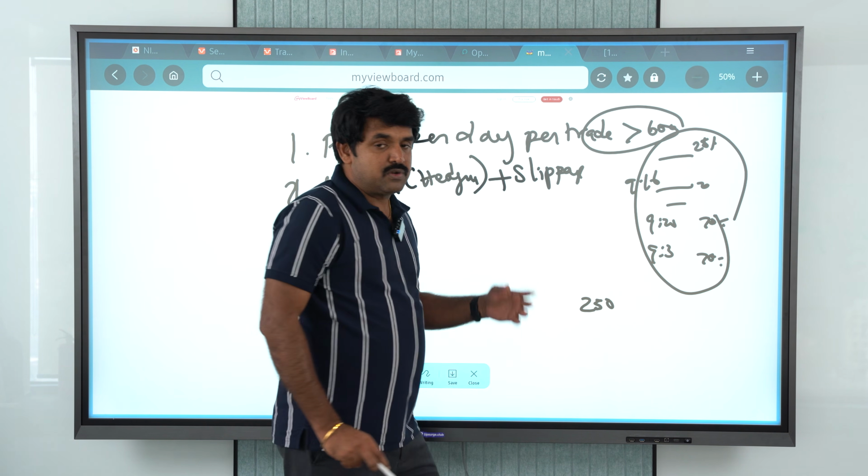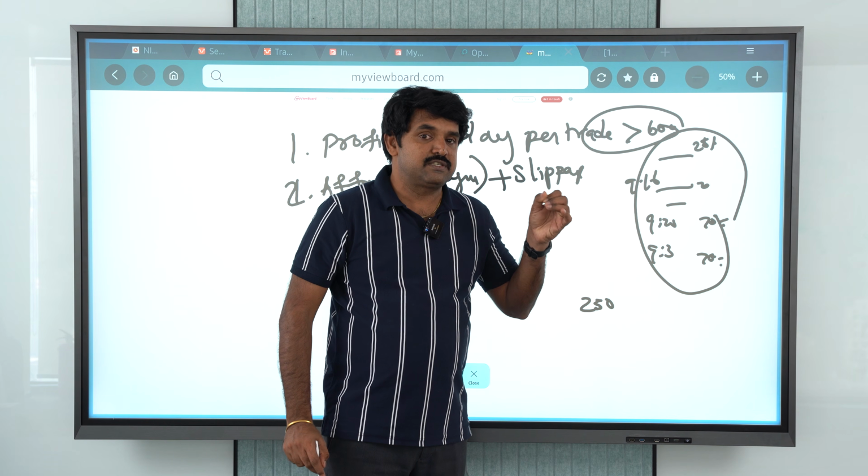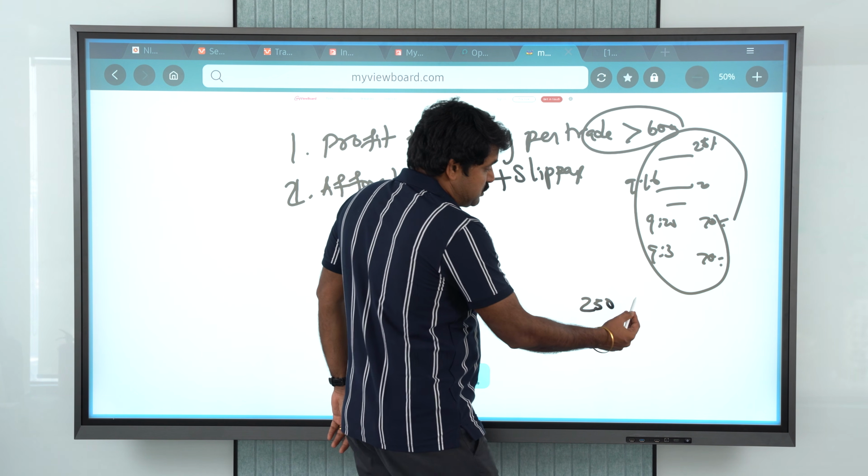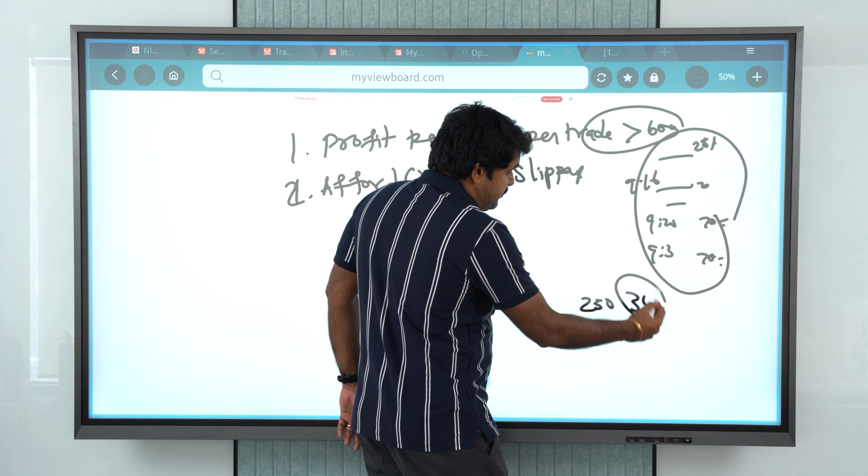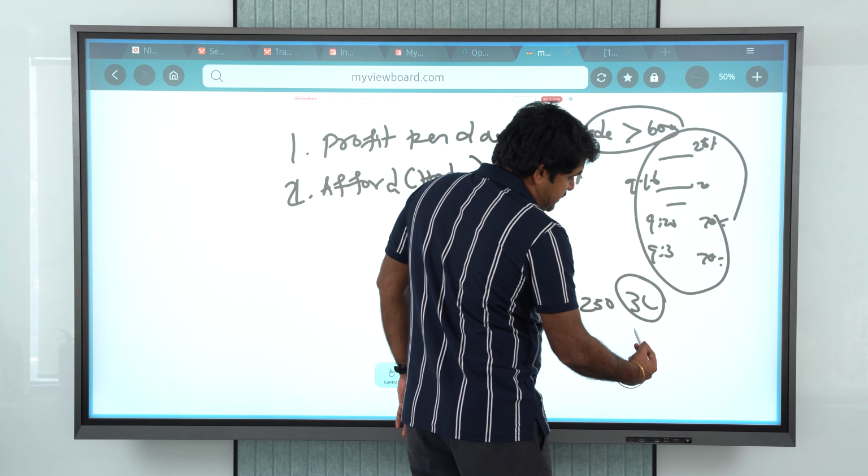Whether you are doing a short strangle or a short straddle, the margin is not a big thing. To sell a short straddle they are asking a margin of 3L. If you are doing hedging, the margin is 1.5L.